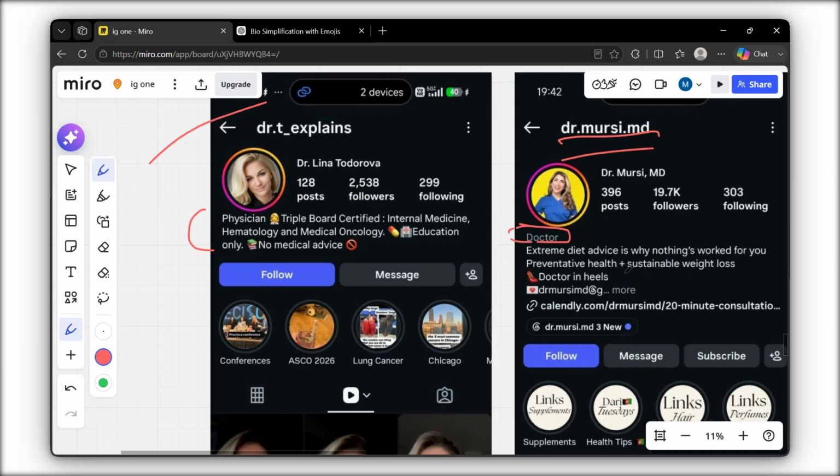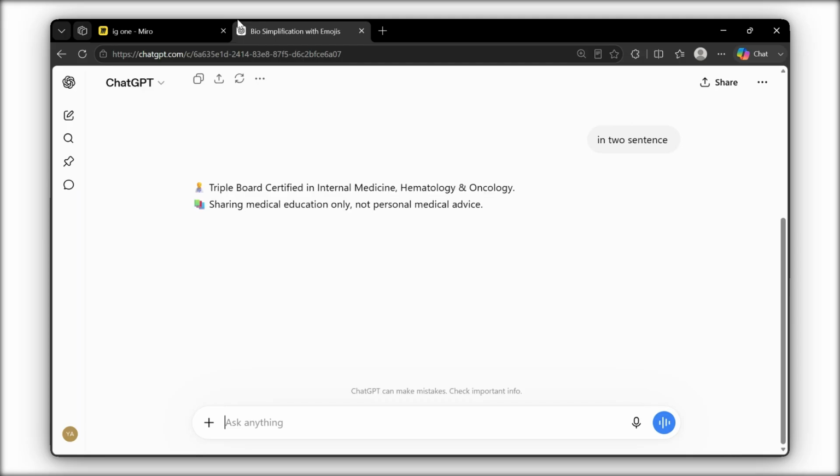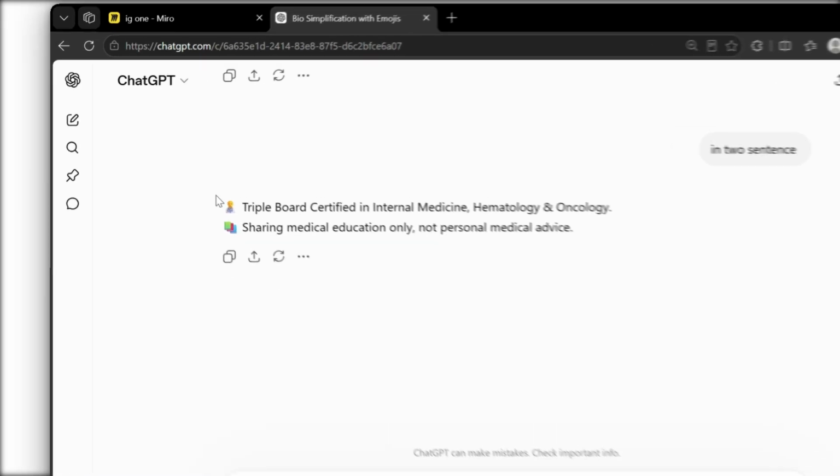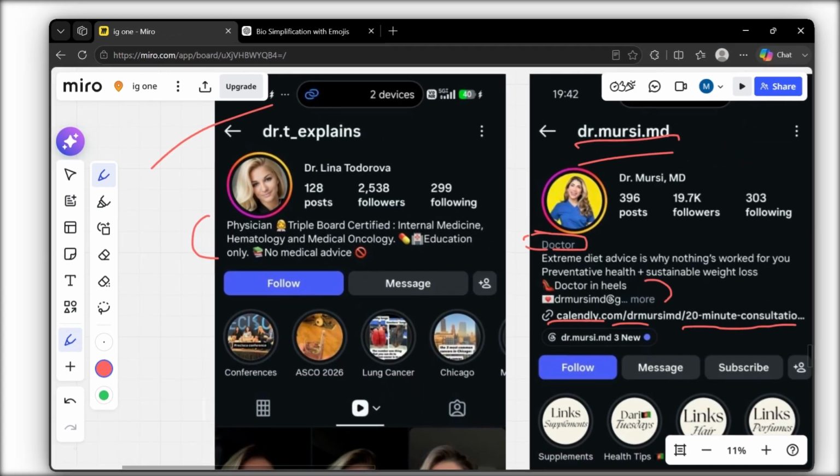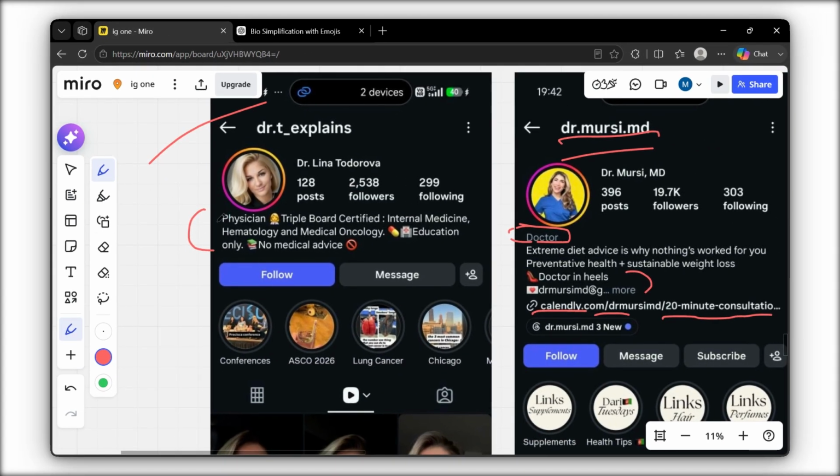you, Dr. in Heels. She has given a Gmail. She has given a Calendly link. 20-minute consultation, that is, I guess, probably free. And in the back end, triple board certified in internal medicine. She can use this bio, right? So if she clears her bio, people will understand at a glance what she is providing, right?